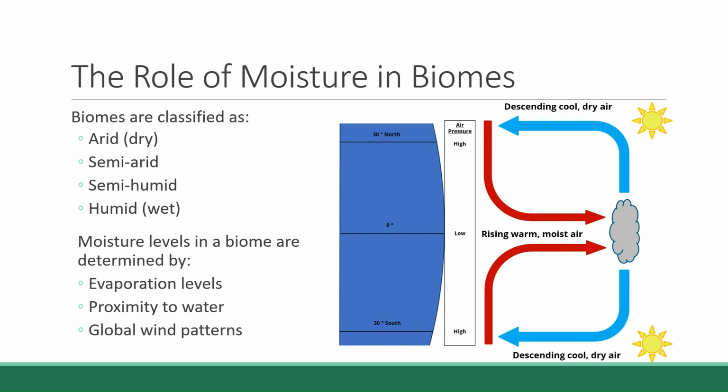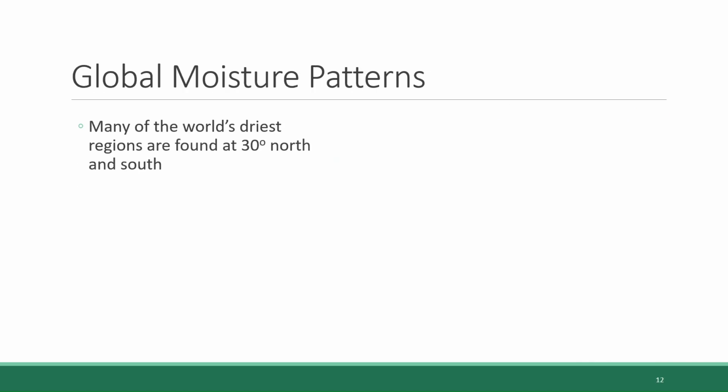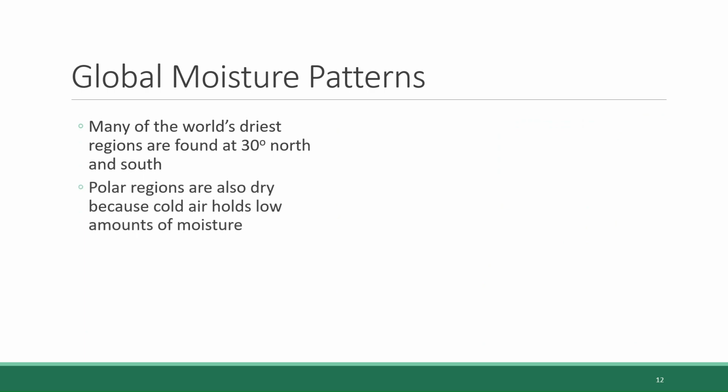And lo and behold, most of the world's major desert biomes are found around 30 degrees north and south because of this influx of dry air and absence of moisture. So 30 degrees north and south tends to be dry because of these Hadley cells. So do the polar regions, but for a different reason. Polar regions are dry because cold air is not capable of holding very much moisture, so there's not sufficient water vapor being carried in the air to bring about high levels of precipitation at the poles.